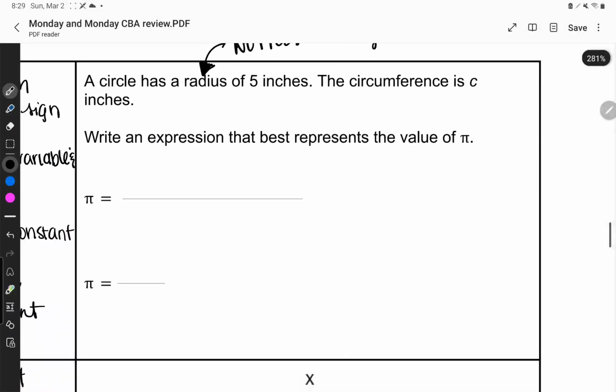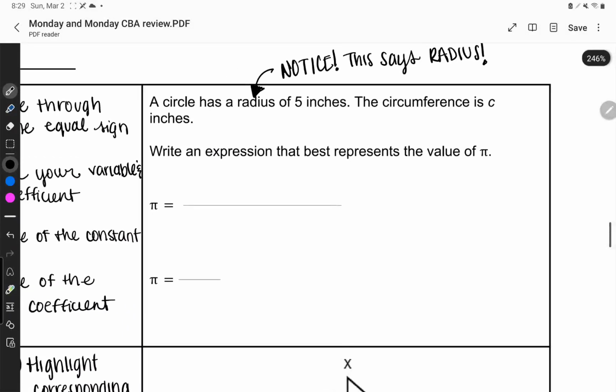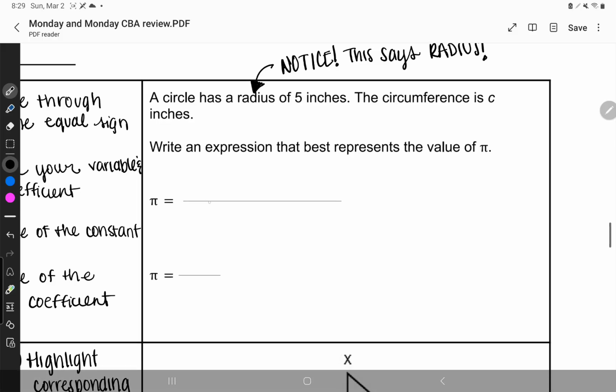For this question right here, it says a circle has a radius of 5 inches. The circumference is c inches. Write an expression that best represents the value of pi. So remember, pi is a ratio of what to what? Circumference over diameter.